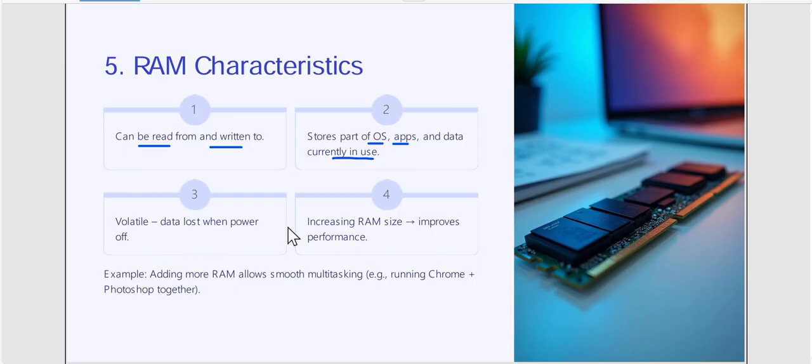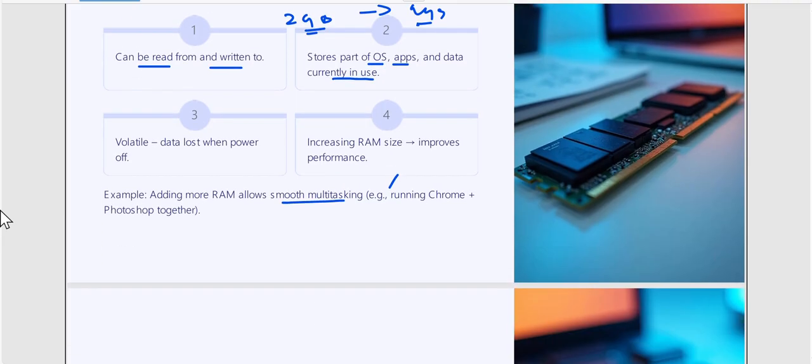Point number 4 is: if you are going to increase the RAM size, if it is 2 GB, all right, but later you think, no, I need 4 GB RAM, so it will also increase the performance of your system. So RAM basically allows very smooth multitasking, in that you can watch videos, listen to audio, work parallelly with a document, open pictures as well, and work with high memory software like Visual Studio and all that. So having more RAM will improve the performance as well.